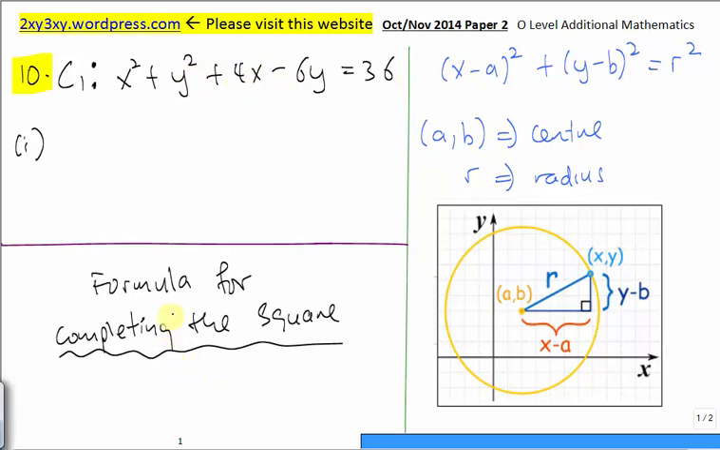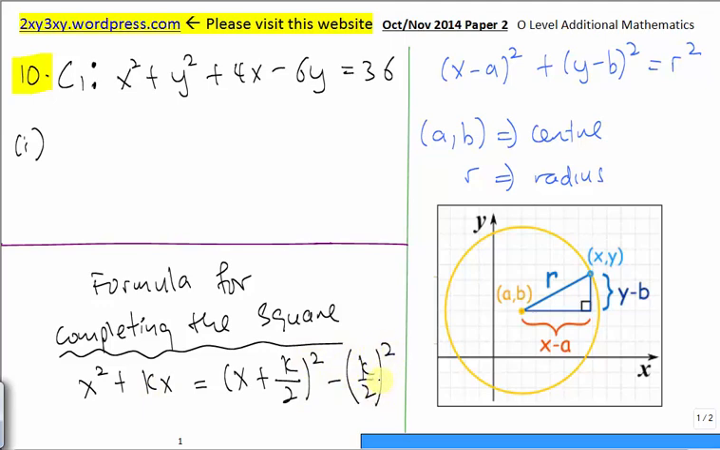Now I'm going to introduce the formula for completing the square. If we have a quadratic expression x squared plus kx, we can complete the square by using this formula: (x plus k over 2) squared, where k is the coefficient of x, minus (k over 2) squared. Let's apply this formula to complete the square for the variable x.